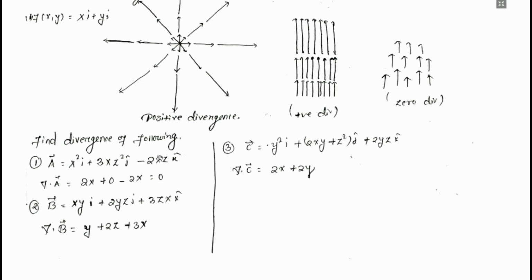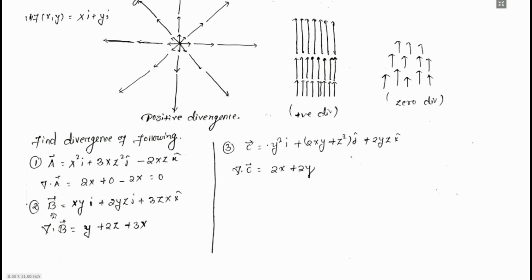Let us see some examples, where A = x square i cap + 3xz square j cap - 2xz k cap. The divergence is very easy, because we just take the derivative with respect to x, with respect to y, and with respect to z. So we have 2x here, and this is negative 2x, and it is independent of y. So the answer is 0.